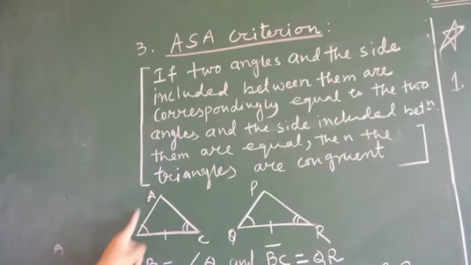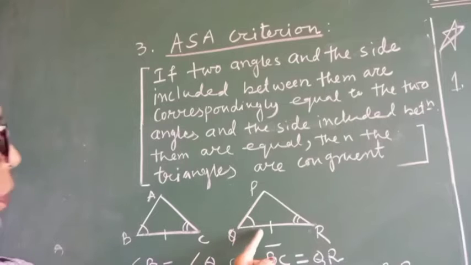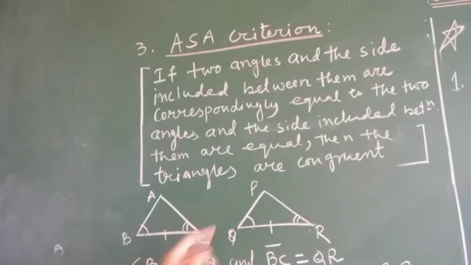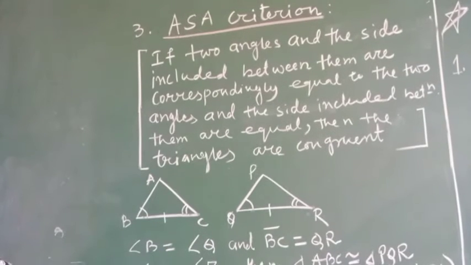So if in two triangles, as an example I have taken these two triangles ABC and PQR, angle B is equal to angle Q and angle C is equal to angle R, and the side included in between these two angles, say BC, is correspondingly equal to the side included between the two angles Q and R, then we can say that these two triangles are congruent by angle, side, angle criterion.